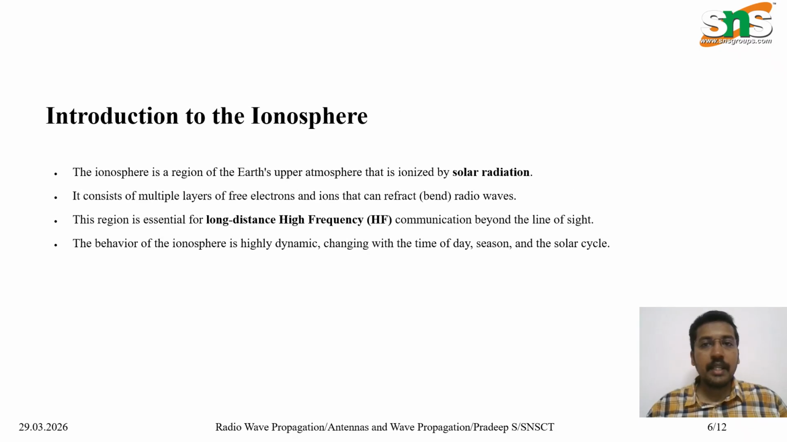The ionosphere is a region in the upper atmosphere that is ionized by solar radiation. It contains layers of free electrons and ions that can bend radio waves. This property makes it extremely important for long distance communication, especially in the higher frequency band. However, the ionosphere is not constant. It changes with the time of day, seasonal variations, and the solar cycle.